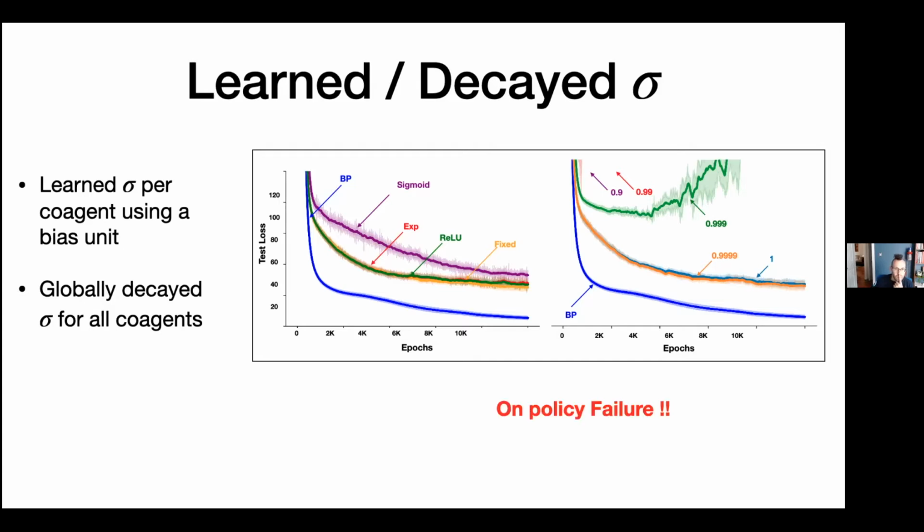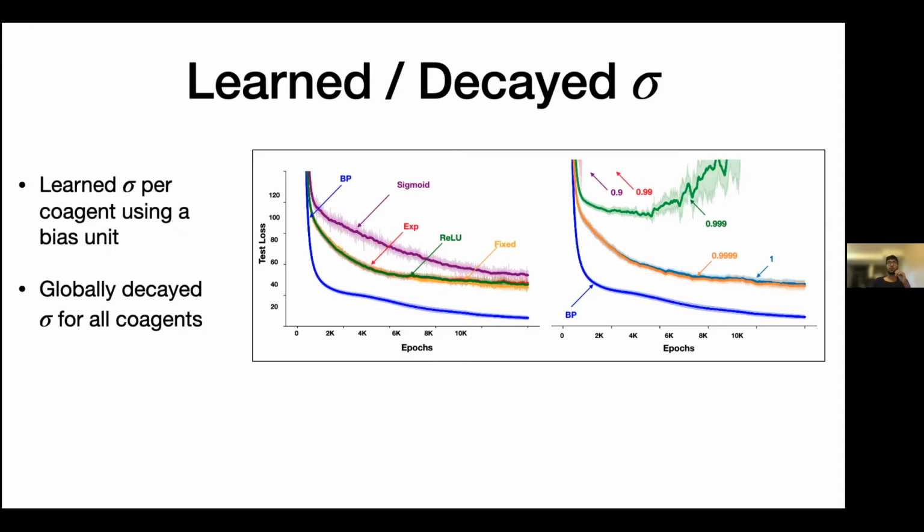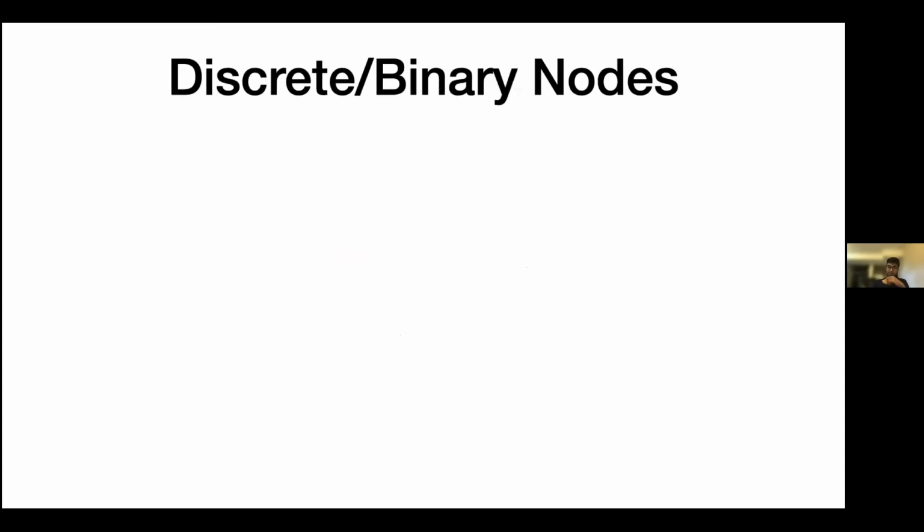Okay, and this basically comes down to on-policy failure, like how on-policy learning is failing in this case. Now, controlling this sigma value is particularly hard in continuous nodes, and switching to discrete or binary nodes using softmax activations gives a natural way of controlling the exploration parameter. In this case, it's a similar setup, but we've changed the parameterization of the policy.